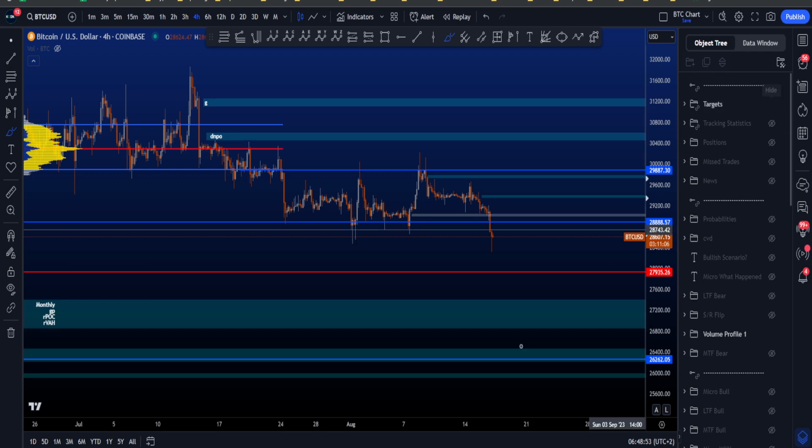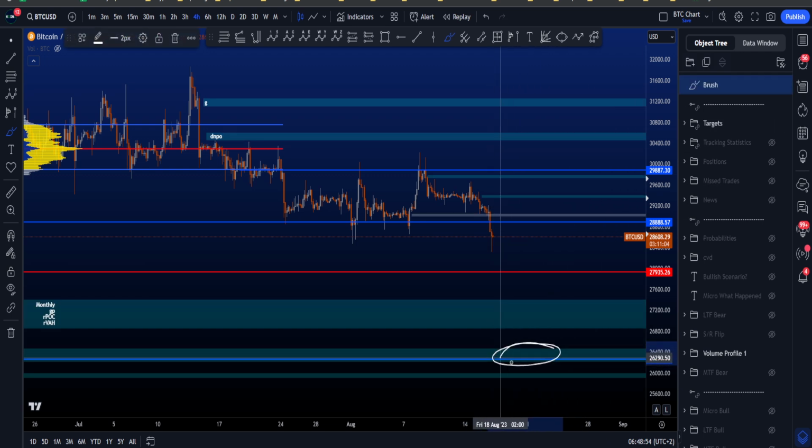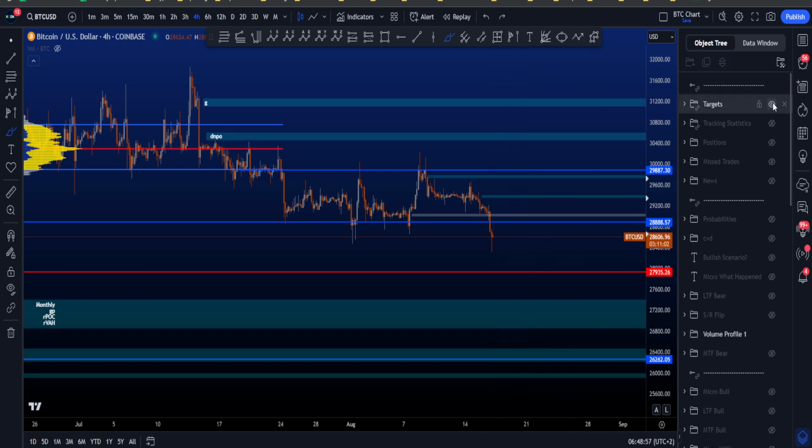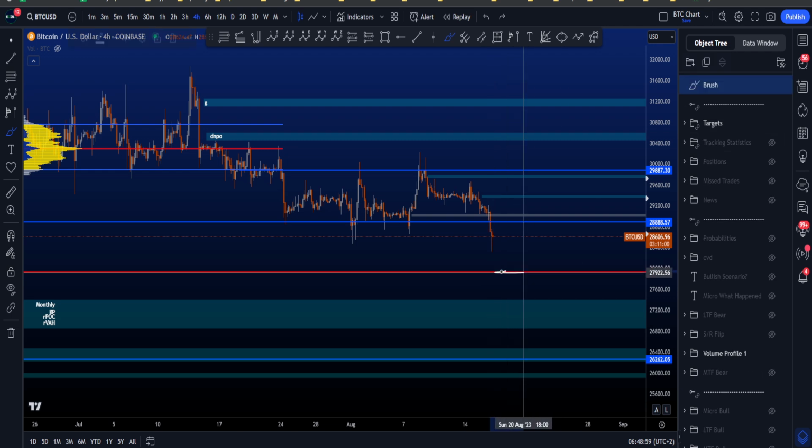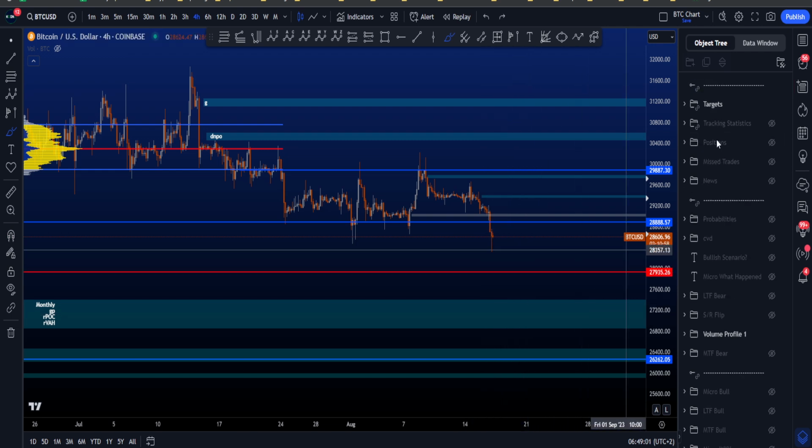And we know that area because it is part of my additional support box that we have over here in that particular area. But at least the point of control at 27.9 is something you can keep in mind, I suppose.